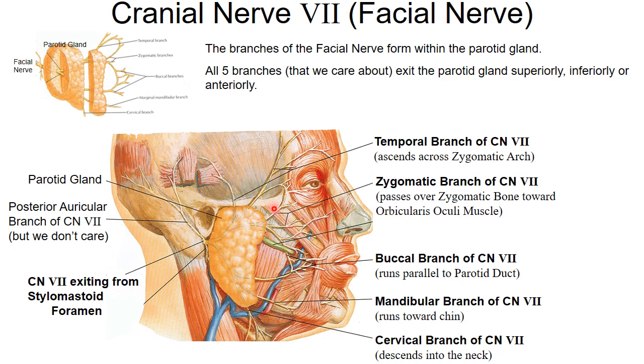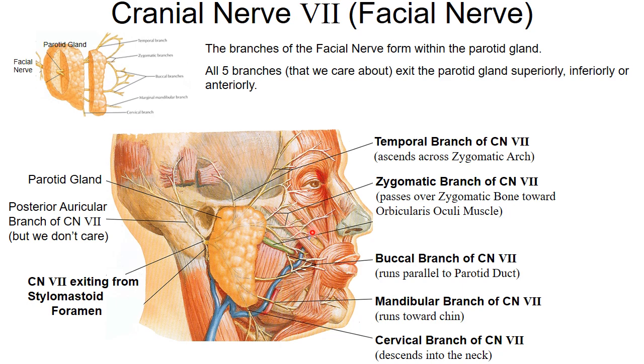Sorry, right there's a zygomaticus major. This guy crosses over the zygomatic bone, heading towards the eye. This is referred to as the zygomatic branch. This guy going directly anterior, okay, this guy probably and this guy as well.